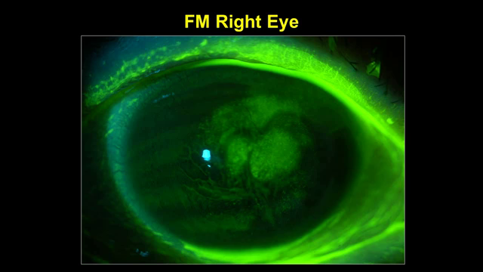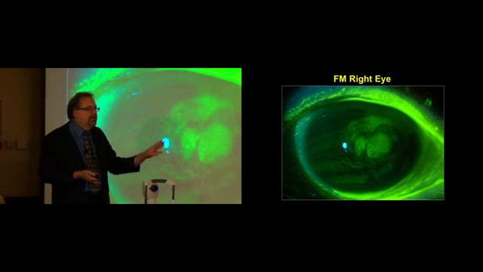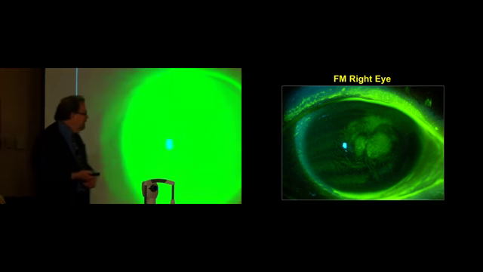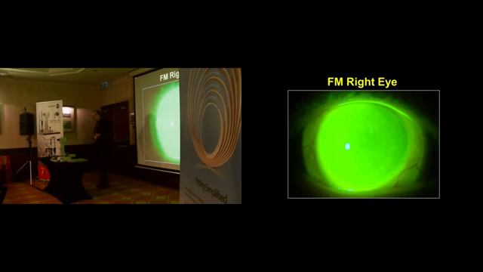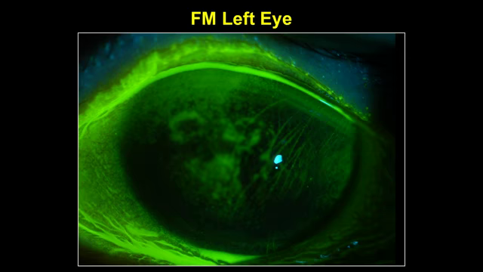Here is his right eye on initial presentation. He had severe photophobia, so much so that he couldn't leave the house. And we put him into these scleral contact lenses. 3 months later, he was perfectly clear, no corneal staining. That was his right eye.